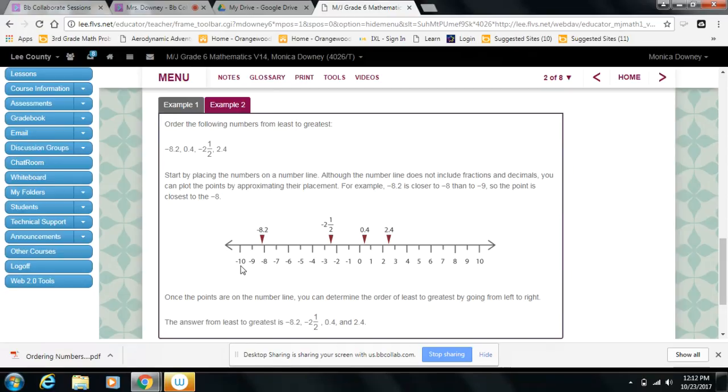And then the question says, order the following numbers from least to greatest. So from the smallest or lowest number to the greatest number. And once you put them on the number line, that's much, much easier to determine. This kind of did a little bit of an estimate when you do an 8.2. You kind of have to get a good idea just in your mind of where 8.2 would go. The same for the fraction negative 2.5. 0.4, as you can see, is not all the way to 1, and it's not even quite a half. It's a little below, and then 2.4 the same. And then once you've done that, you're able to easily see the numbers from least to greatest.